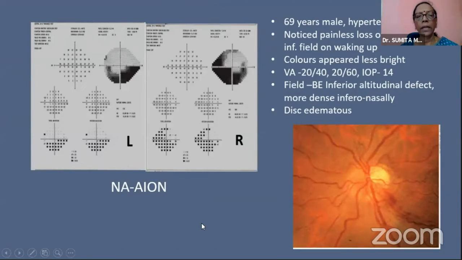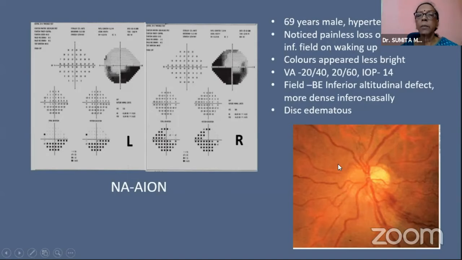And anterior ischemic optic neuropathy may closely mimic the glaucomatous defect, but it produces an altitudinal defect, and it can be thought of as an arcuate defect. But if we see the fundus picture, the disc will look edematous, and this will clinch the diagnosis.